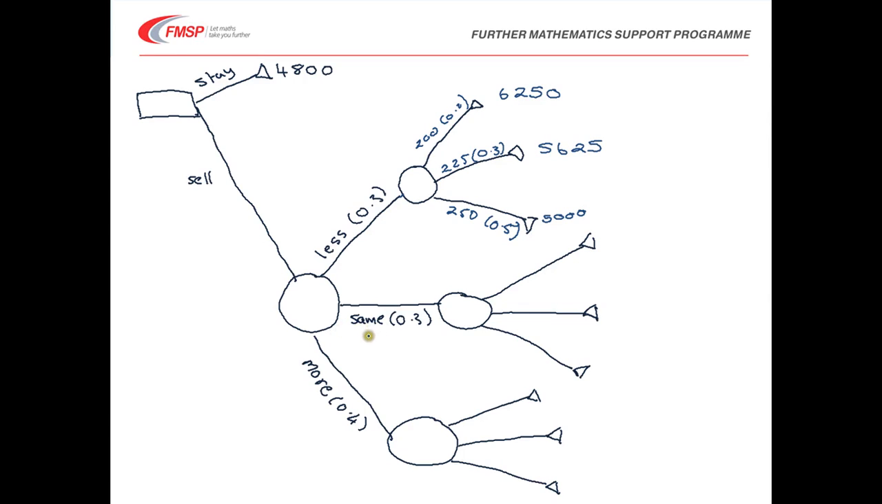Now, if the economic conditions stay the same, then we're in a situation where we've got the possibility of selling for 225 with a probability of 0.3, 250,000 with a probability of 0.5, and finally 275,000 with our probability of 0.2. And we've already calculated these outcomes.